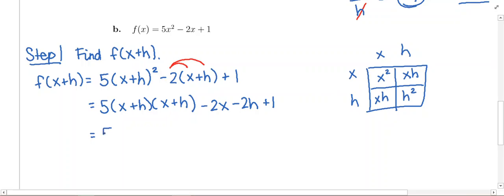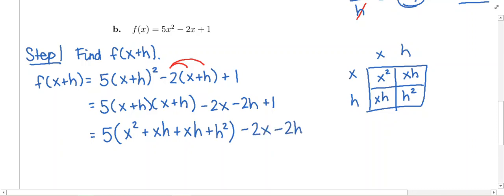So we're going to leave the 5 out front, and then we're going to write the result of the multiplication. There are 4 pieces, so they have to go in parentheses so that you correctly distribute the 5 in the next step. The result of the multiplication is x squared plus x times h plus x times h plus h squared. That's it, so close the parentheses. Okay, we'll send the 5 through in the next step. Okay, write the rest of it down. Okay, so we have minus 2x minus 2h plus 1. Okay, almost there.